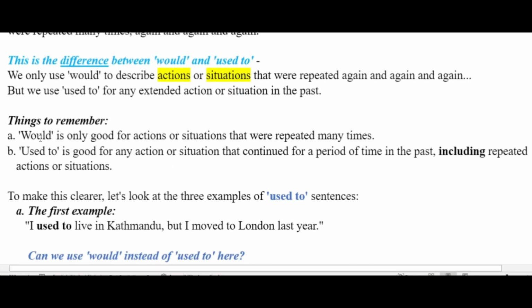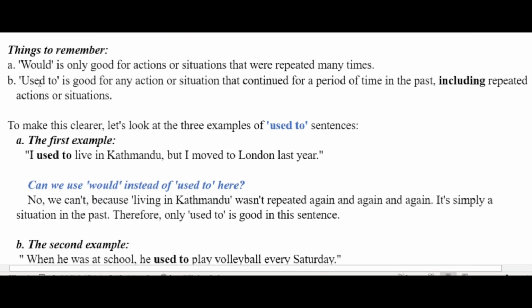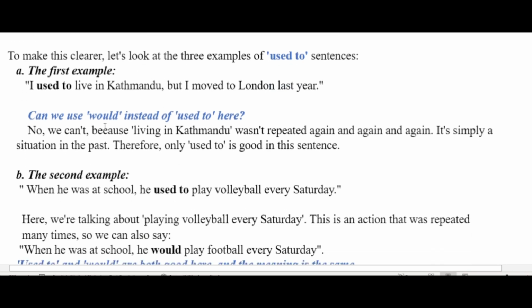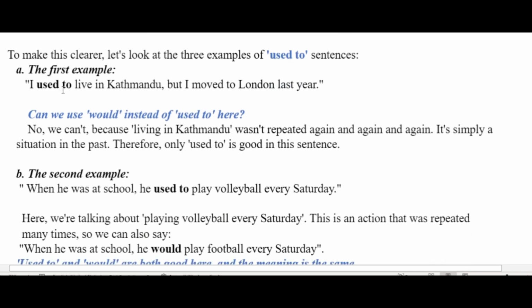Things to remember. Would is only good for actions or situations that were repeated many times. Used to is good for any action or situations that continued for a period of time in the past, including repeated actions or situations. To make this clearer, let's look at the three examples of used to sentences. The first example, I used to live in Kathmandu, but I moved to London last year.